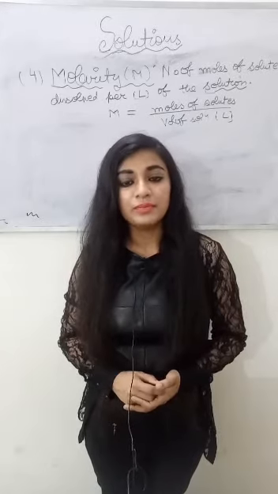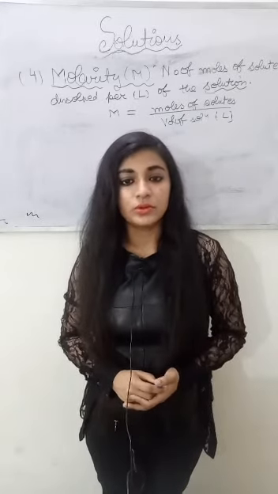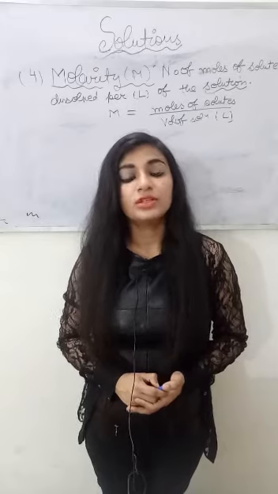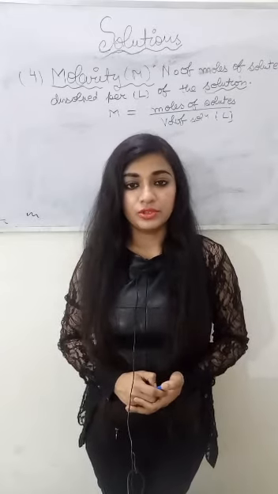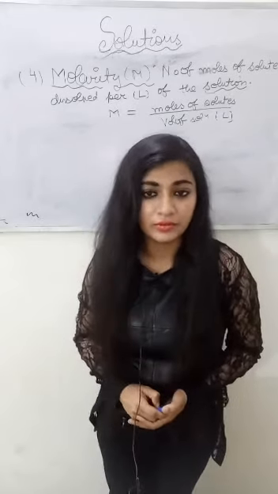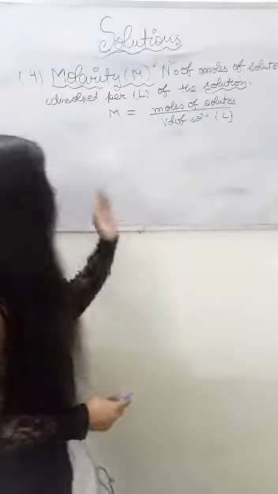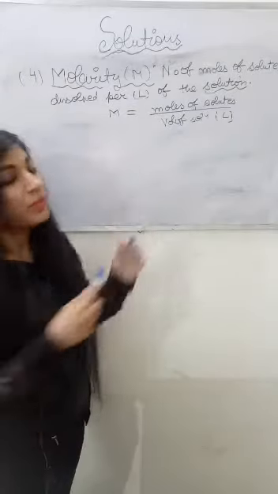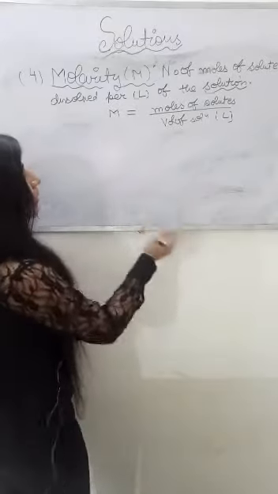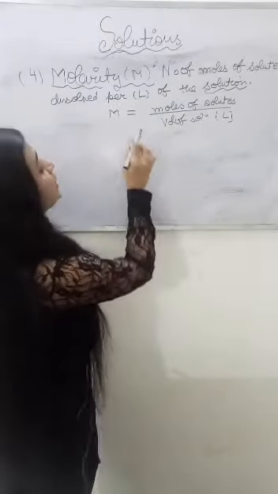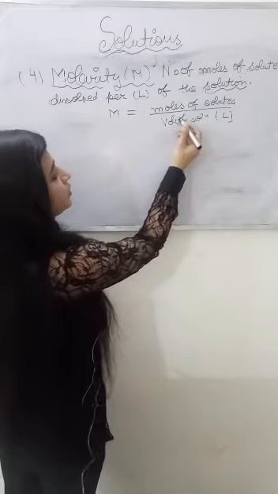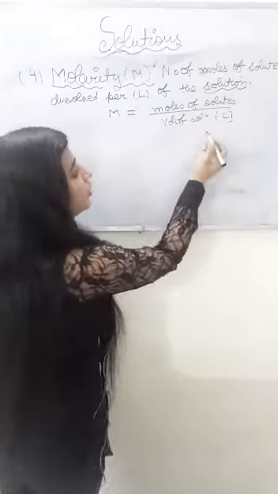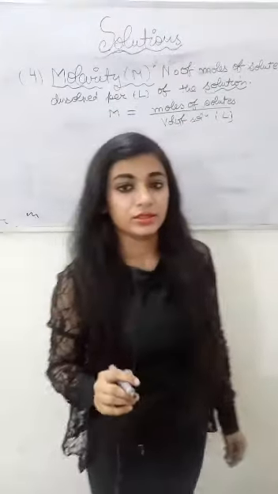So what is molarity? Molarity is the number of moles of solute present or dissolved per liter of the solution, termed as molarity of the solution, and it is represented by capital M. So the formula of molarity is M equals moles of solute by volume of solution in liter.